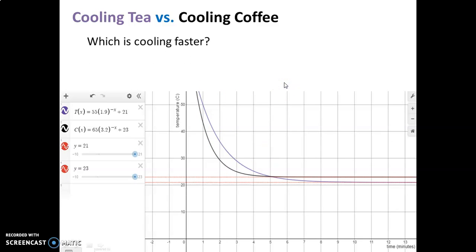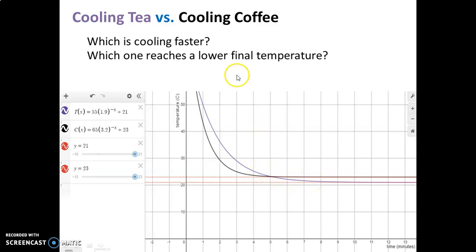Number 1, which is cooling faster? Number 2, which one reaches a lower final temperature? Okay, your answers to those may have been cooling faster, but we can see the black one, which is coffee. It has a steeper slope. It's losing temperature much more quickly. However, even though it's losing temperature quicker, it plateaus at a higher temperature. So tea is cooling slower, but goes to a lower temperature eventually. We can see that.